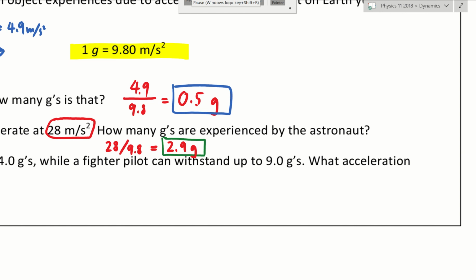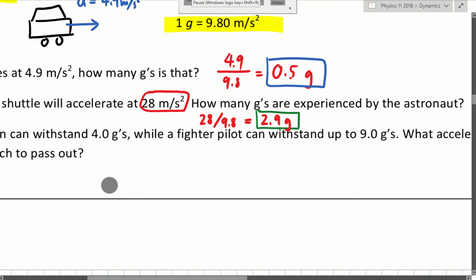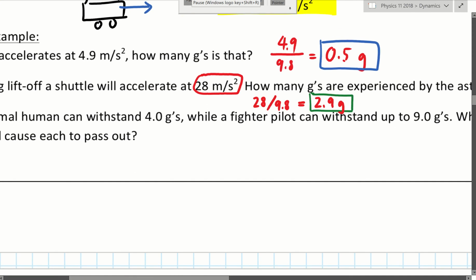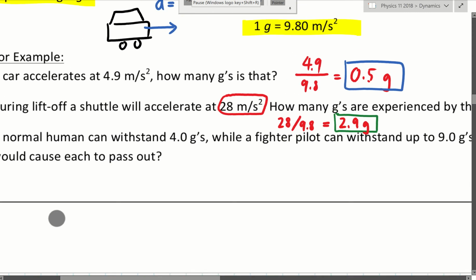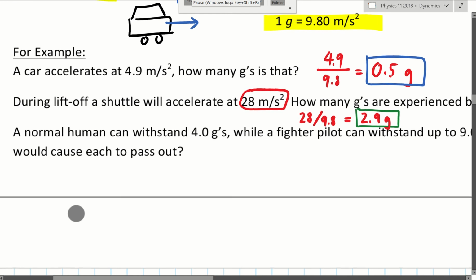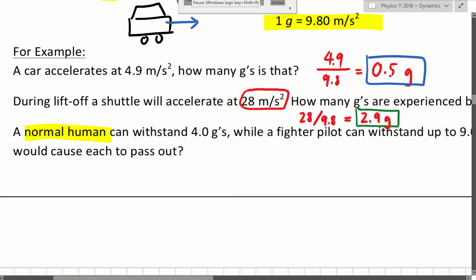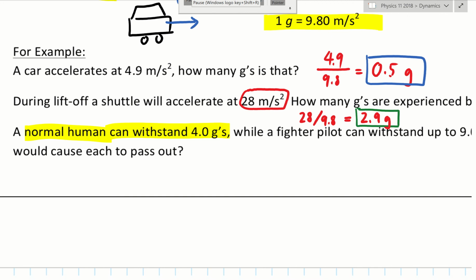Now, what does that do to your body, though? It depends on how physically fit you are. On average, a normal human being, and that's what the next question is talking about, can withstand approximately 4 times the force of gravity. Now, what happens when it goes over 4 times the force of gravity on you?